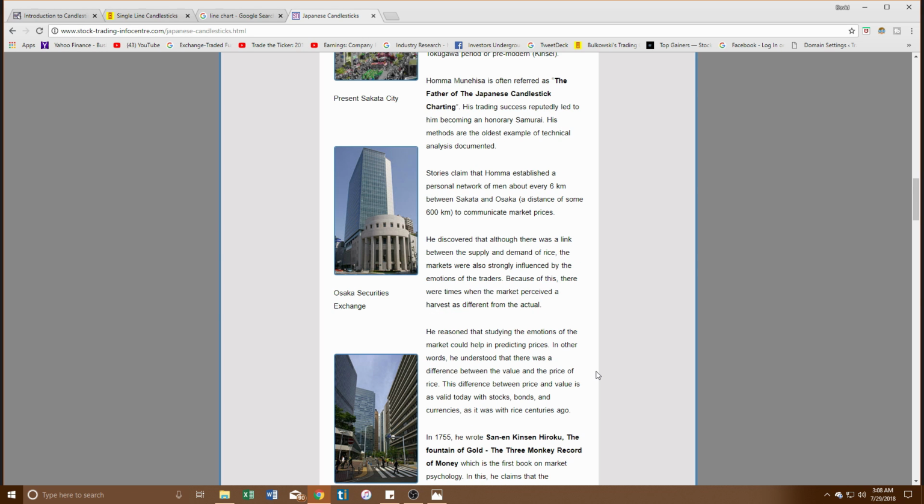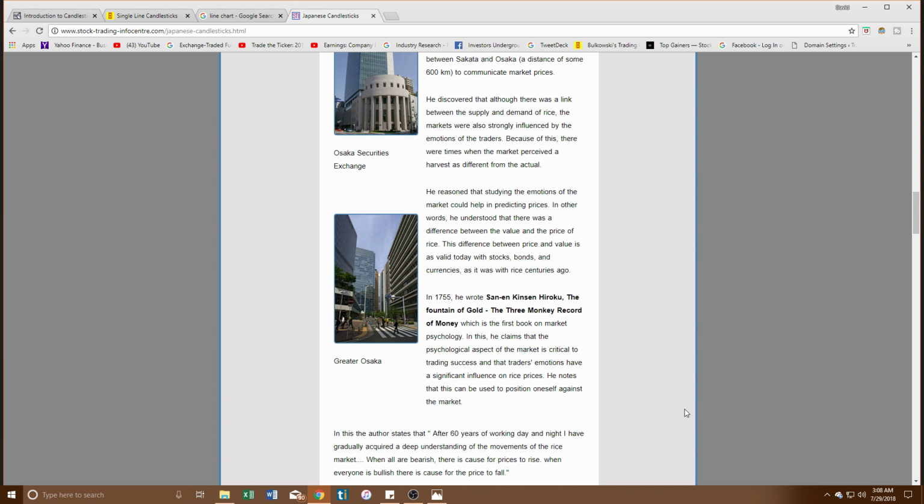Homma Munehisa is often referred to as the father of Japanese candlestick charting. His trading success reputedly led to him becoming an honorary samurai. His methods are the oldest example of technical analysis documented. Stories claim that Homma established a personal network of men about every 6 kilometers between Sakata and Osaka, a distance of some 600 kilometers, to communicate market prices. He discovered that although there was a link between the supply and demand of rice, the markets were also strongly influenced by the emotions of traders.